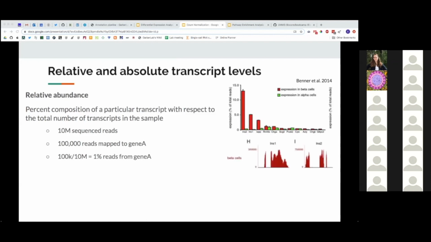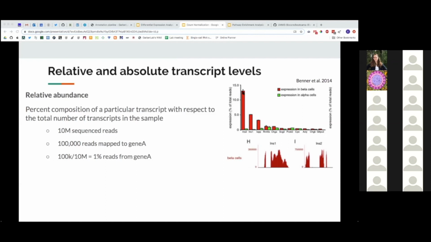And you may think that I'm exaggerating with this example of a gene that consists of 1% of the reads in your sample, but actually that happens. So this is an example of the expression in beta cells from pancreas. And here I'm showing different genes, and in red you see the expression of insulin, for example, in the beta cells compared to the alpha cells.